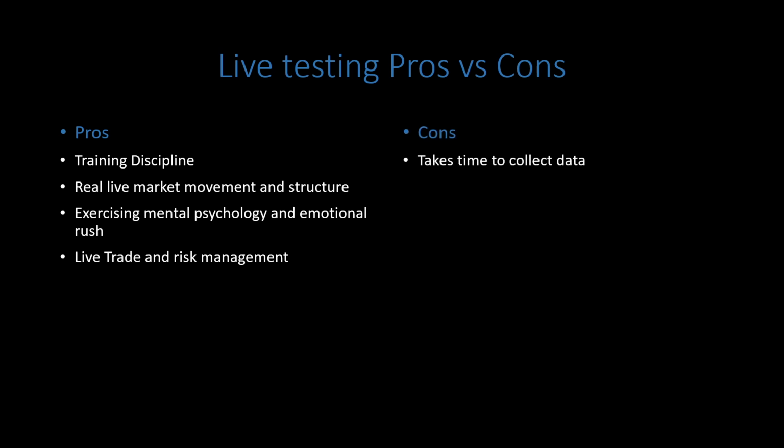Then the cons. It takes time to collect data, which is obvious, because if you're going to have 3 months to test your strategy, it's going to take you 3 months. So that's one drawback. And if you're using a real account, obviously you're going to have a financial loss. So that's what I think about the differences between both of them. And obviously you could try both and see which one works best for you. I personally did both. When the backtesting was good with the demo account, everything worked. But when you move to the live market, it's just different, because your psychology and emotions get involved, and everything becomes a little bit more difficult.